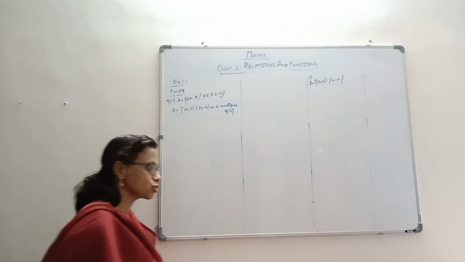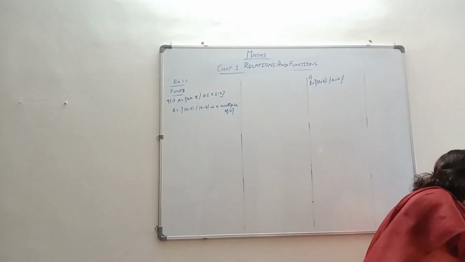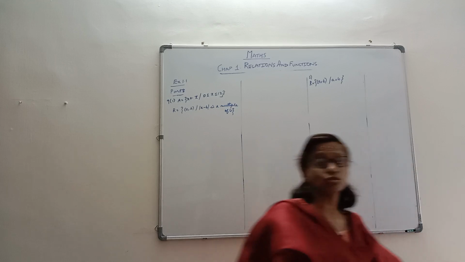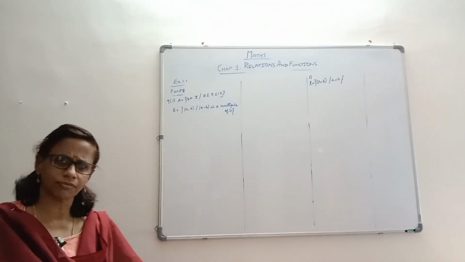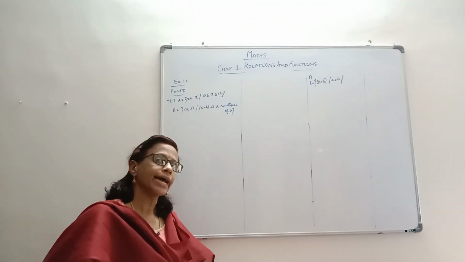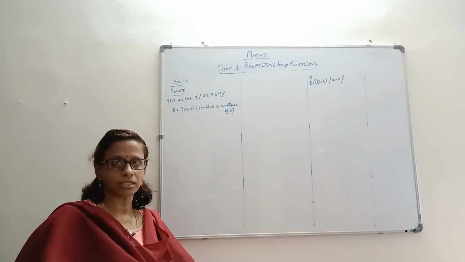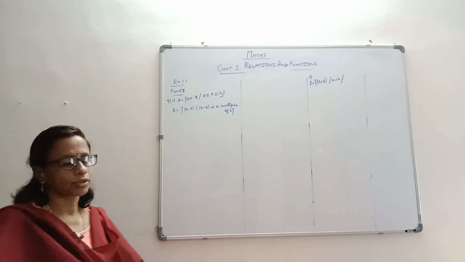And I think they ask us to show that it's an equivalence relation. Let's check what they say. They ask us to show that it's an equivalence relation. So let's find out whether it's an equivalence relation, and then whatever little questions they have asked us, let's answer that, and that's how we are going to proceed.